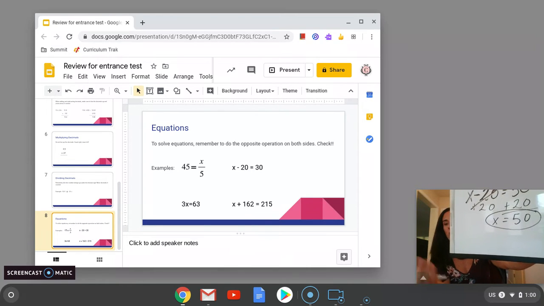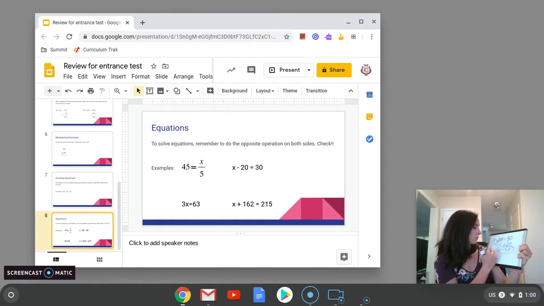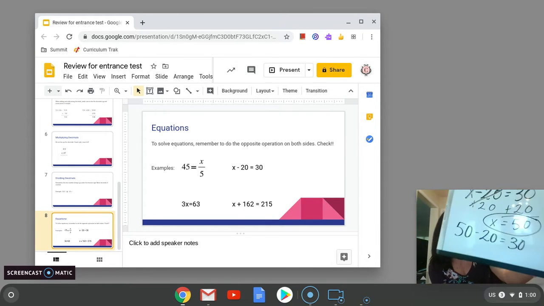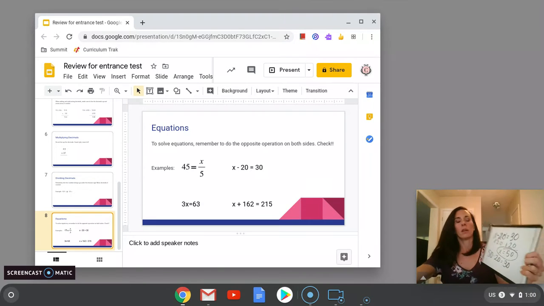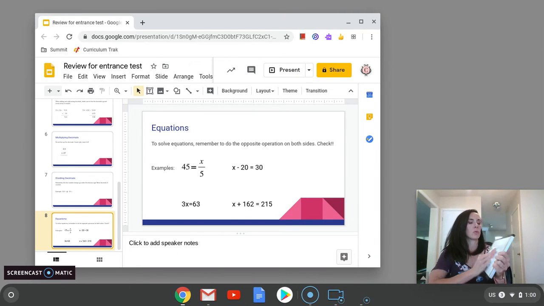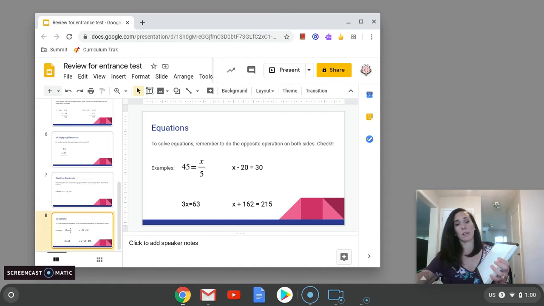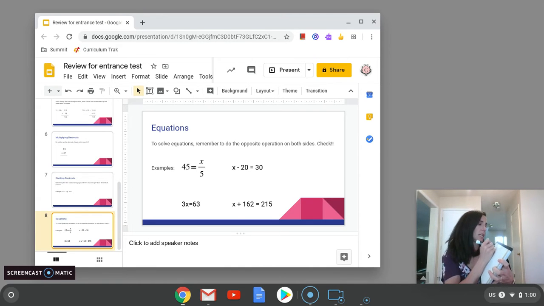But then you can also check it. Is 50 minus 20 equal to 30? And we know it is. So we know we did it right. Okay? Now this next one, 3x equals 63, really big thing here is you have to know what 3x means. If you don't know what 3x means, this is going to be a complicated problem.